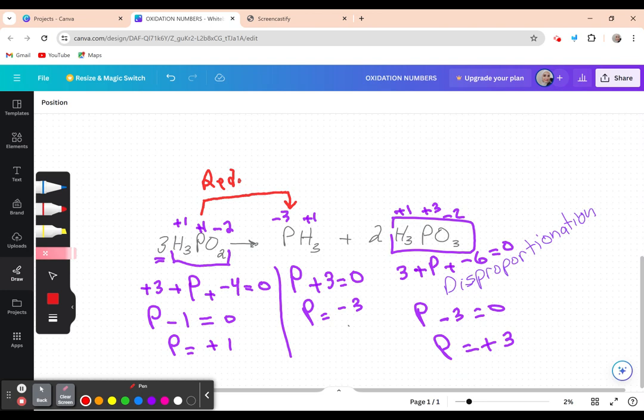And also, it changed from +1 to +3. So +1 to +3 increases, so that is oxidation. If the element is being reduced and oxidized at the same time, we call it disproportionation.